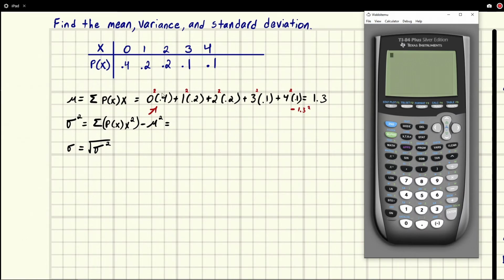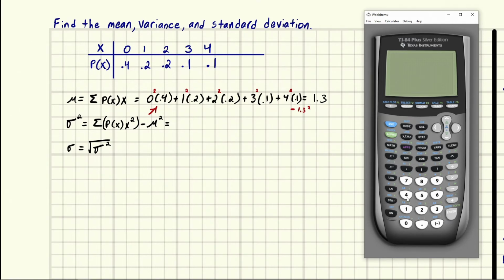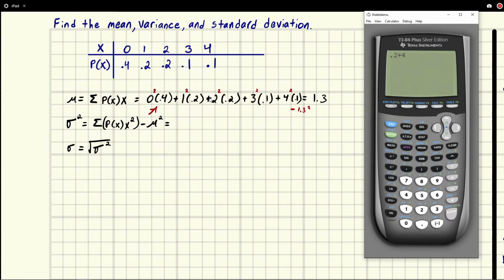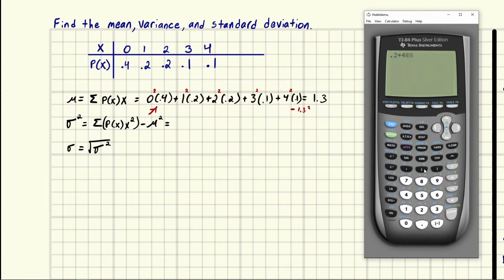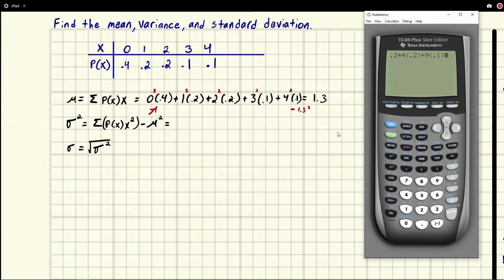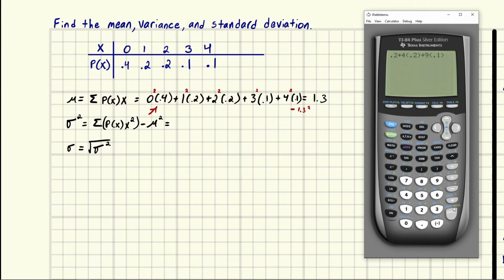So 0 times anything is just going to be 0, so that's fine. 1 squared is 1 times 0.2 is 0.2 plus 4, right? 2 squared is 4 times 0.2 plus 3 squared is 9. You could always type in 3 squared if you don't remember, times 0.1, and 4 squared is 16. So we're going to do plus.